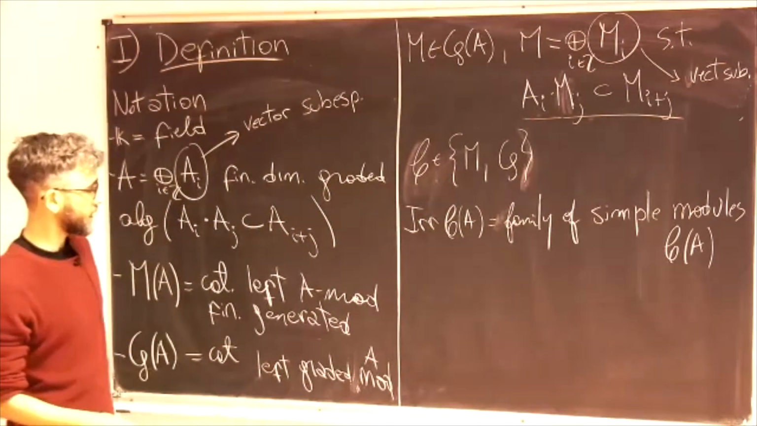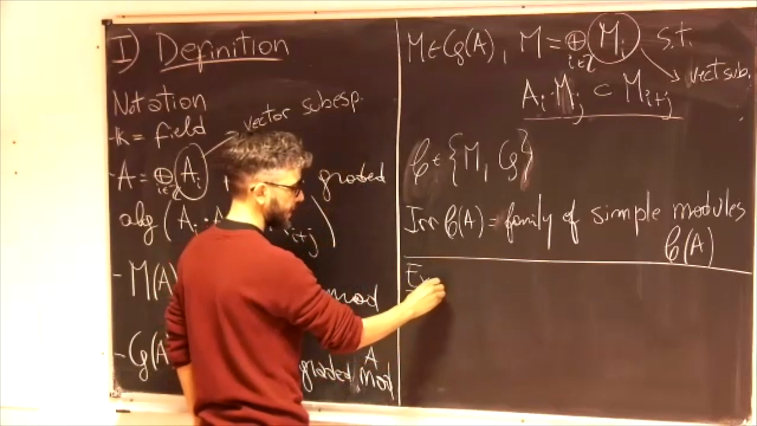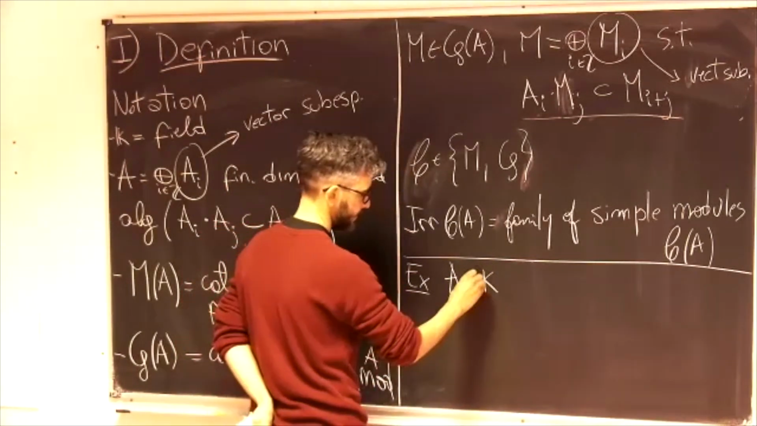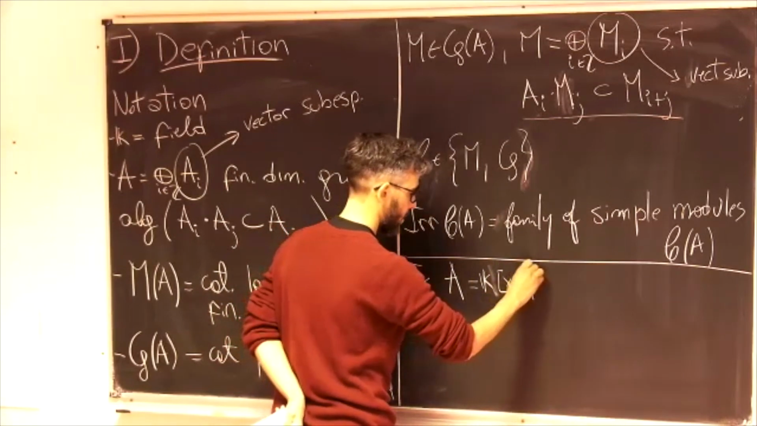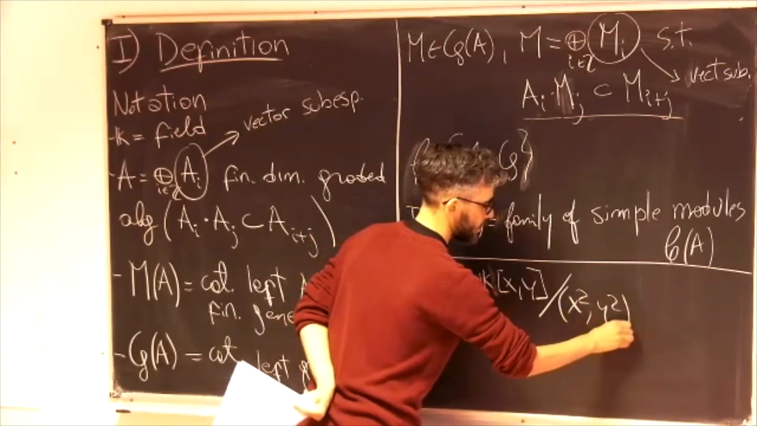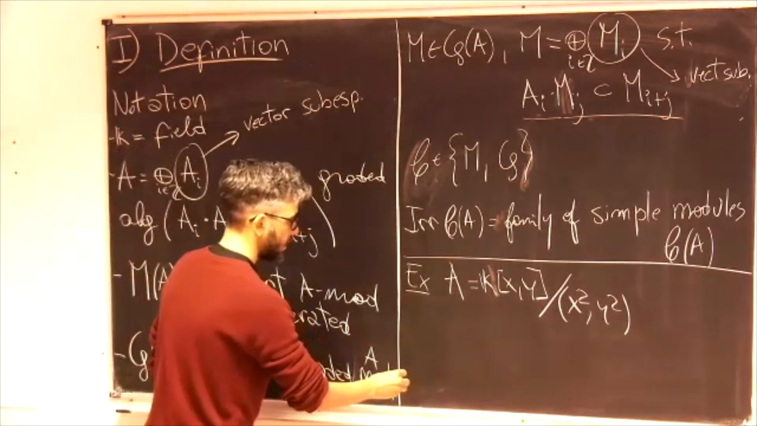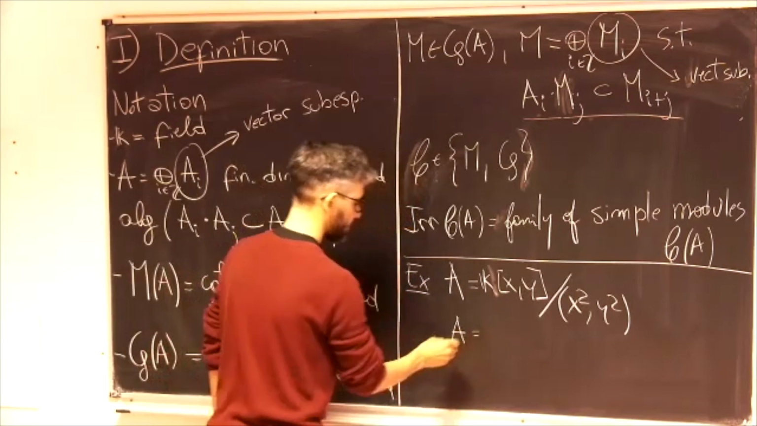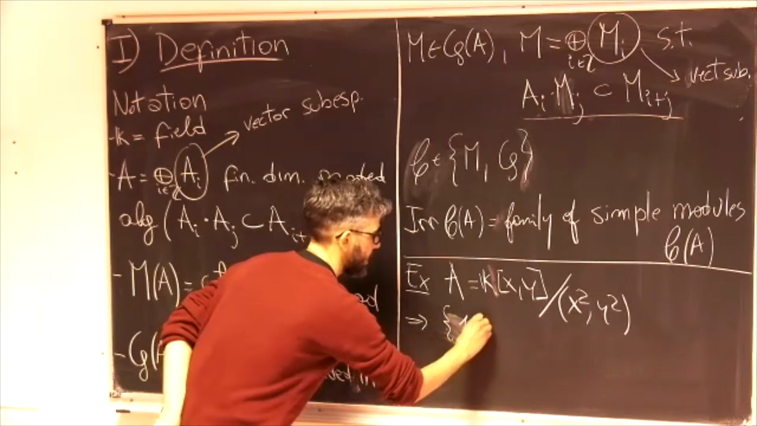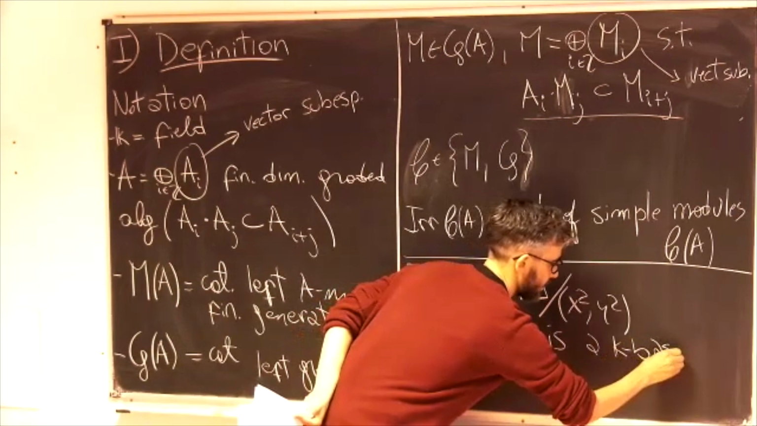I can show you an example here. We can take A as the polynomial algebra in two variables, X and Y, quotient by the relations X squared and Y squared. So X squared is zero, and Y squared is zero also. So as a vector space, you see 1, X and Y is the basis of A.